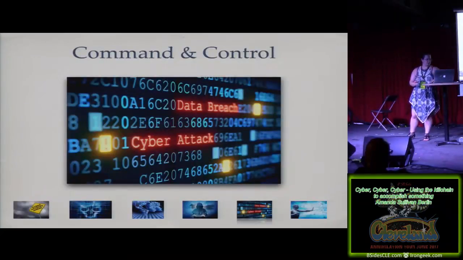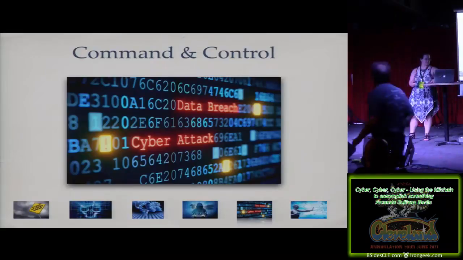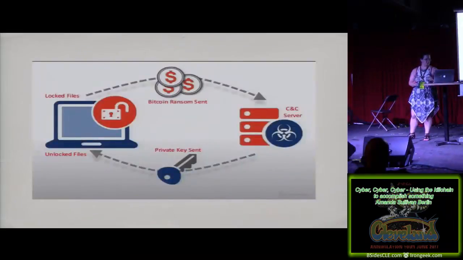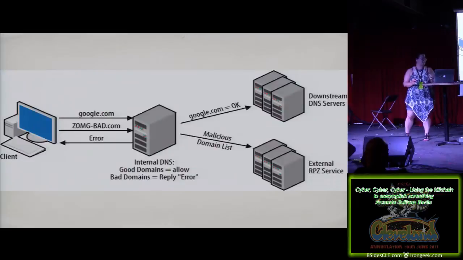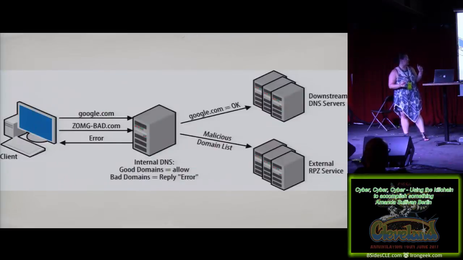And step number 6 is command and control. And right here, the malicious action is it's contacting a CNC server to do the key exchange and for the decryption key to be sent to them. And defensive mitigation for this is DNS sinkholes and auto block outbound.